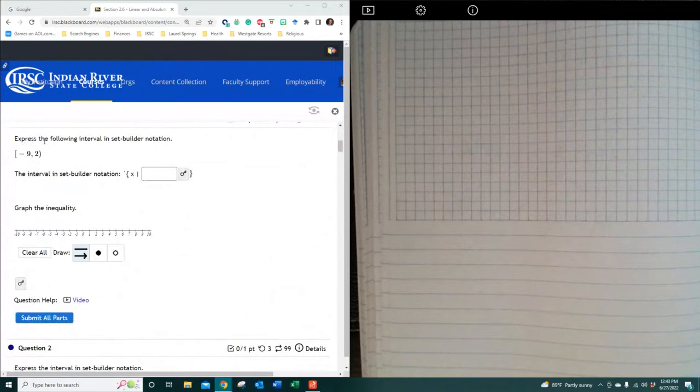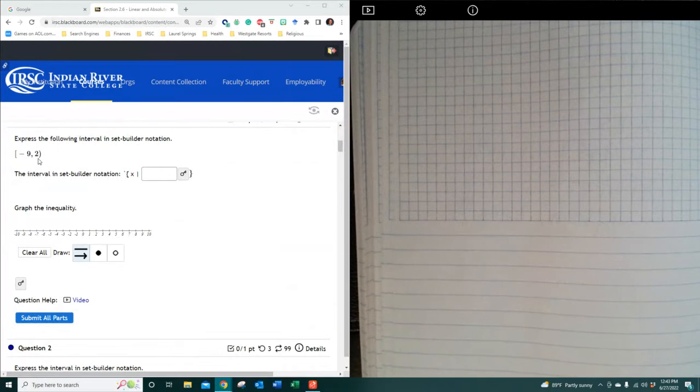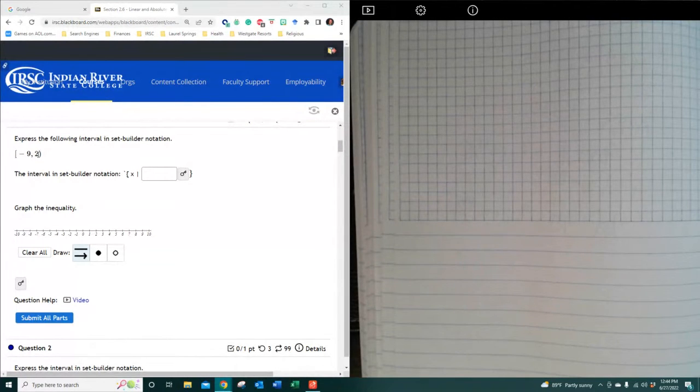So here, for an example, it says express the interval in set-builder notation for this. Well, that means that the answer choices that we have here are from all the way from -9 through the value of 2, where the -9 is inclusive, whereas the 2 is exclusive. Why I say that is because the bracket means inclusive, where the parenthesis means exclusive. So this means it includes -9, and does not include 2.